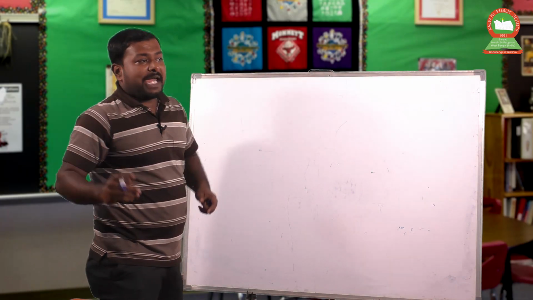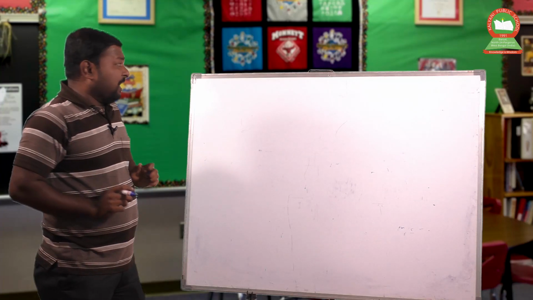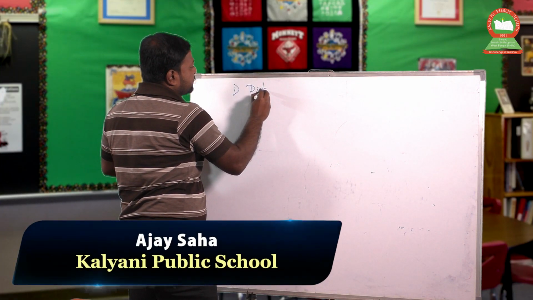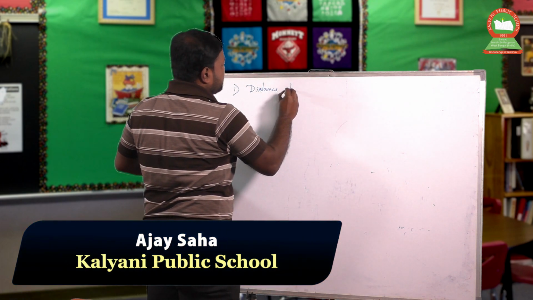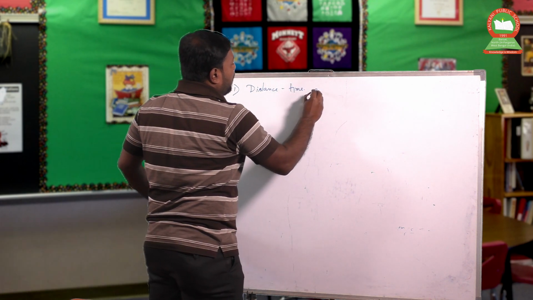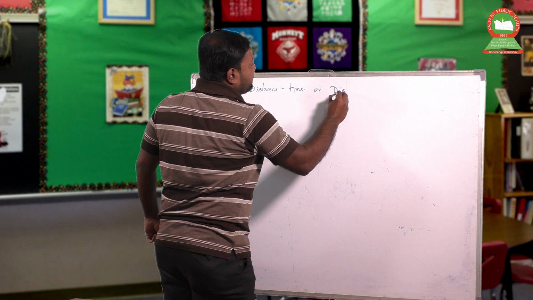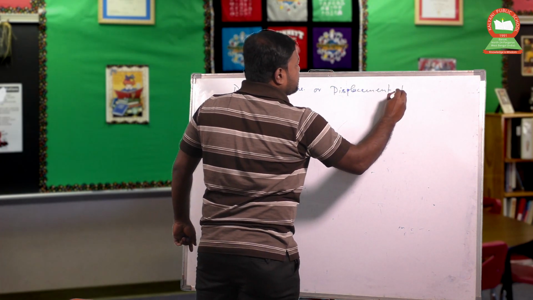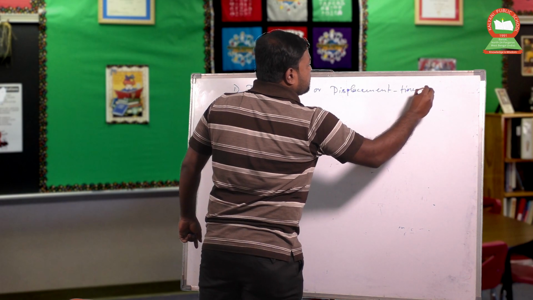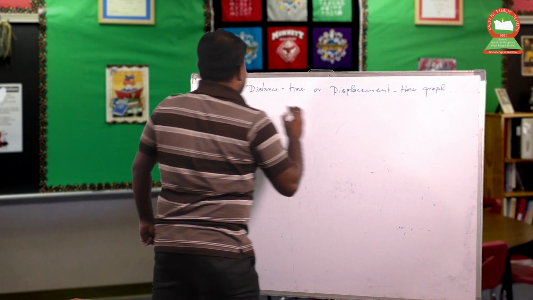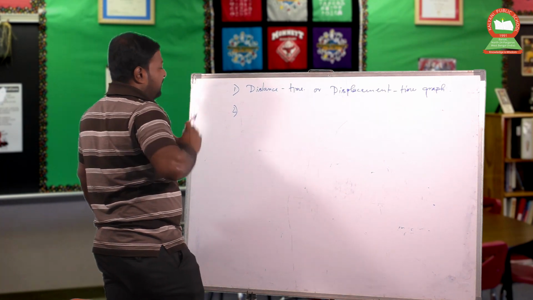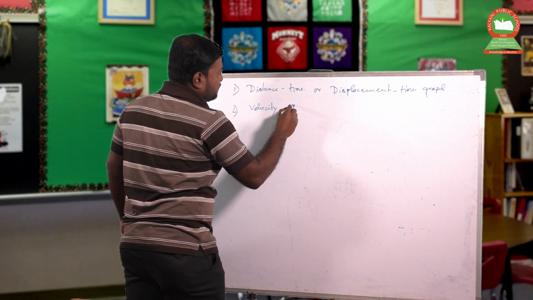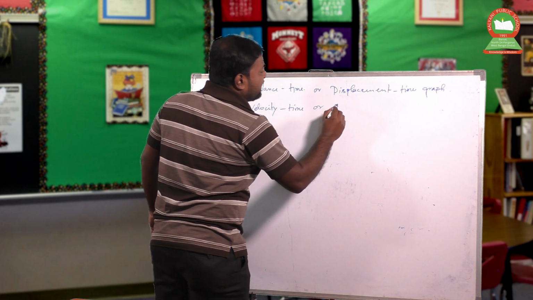There are two kinds of graphs plotted. One is the distance-time or displacement-time graph, and the second one is called the velocity-time or speed-time graph.